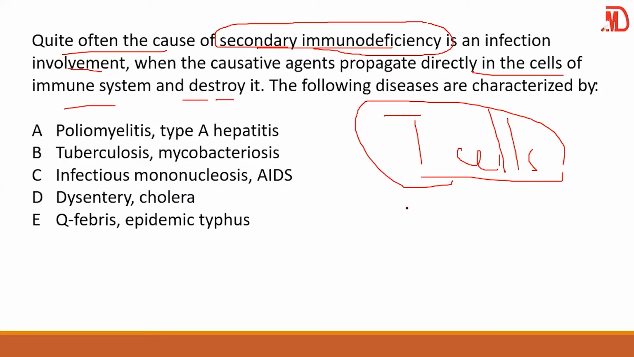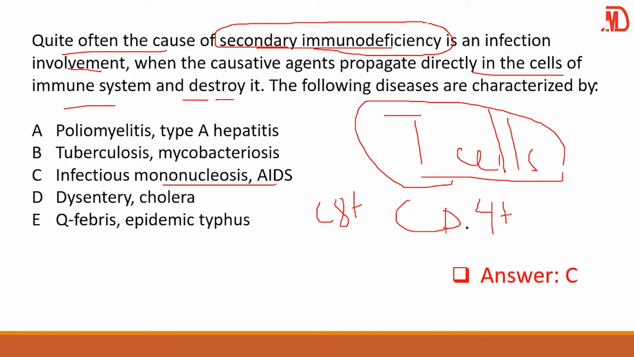And over here, you are thinking of infectious mononucleosis and AIDS. In infectious mononucleosis, it attacks CD8 plus. And in AIDS, it attacks CD4 plus. These are the specific cells they target, and all of these are T cells. So your answer is C, infectious mononucleosis and then AIDS.